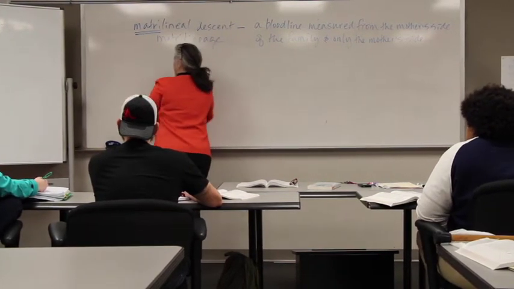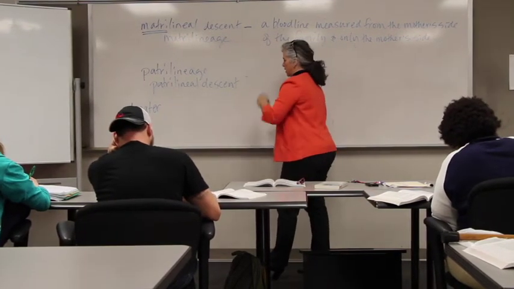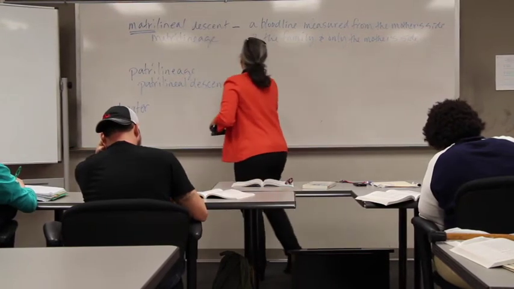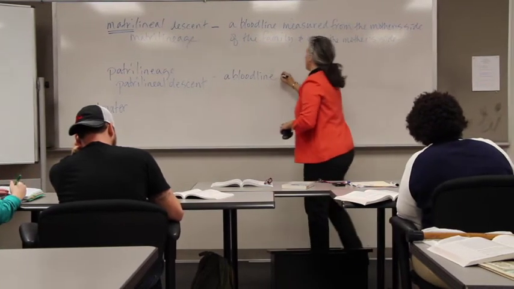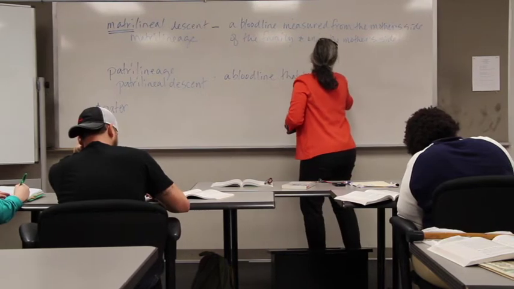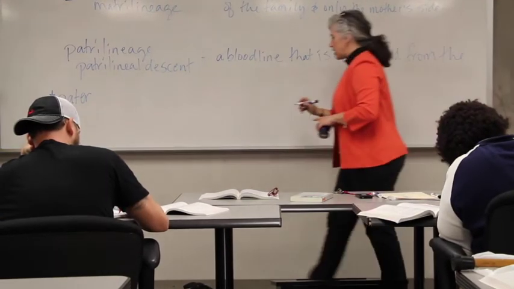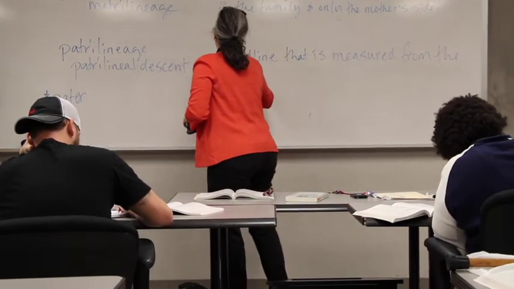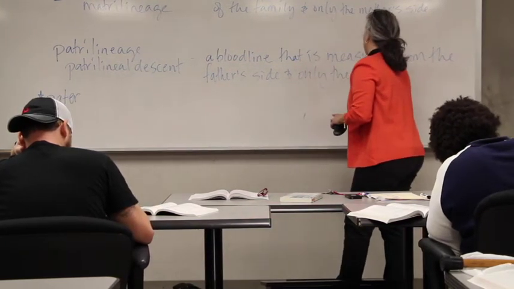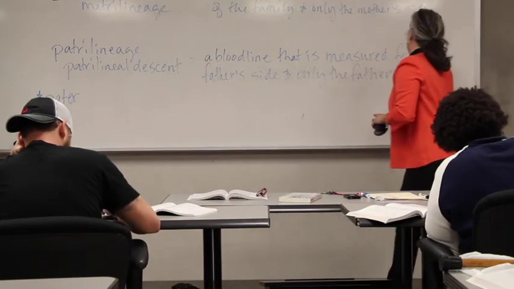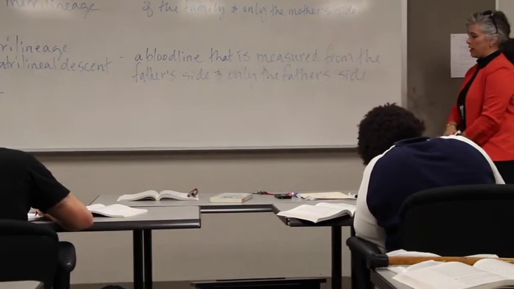Now, the other more common definition, I'll dissect it here in just a little while. Maybe not today, but in one of these lectures we're going to talk about paters. Okay, so a patrilineage is a bloodline that is measured. Well, you can guess how the rest of it is going to go, right? A bloodline that is measured from the father's side of the family and only the father's side. Father's side of the family and only the father's side of the family.